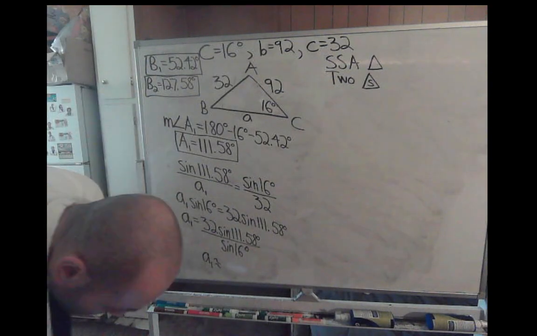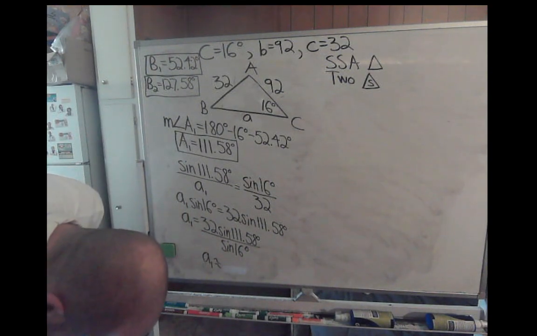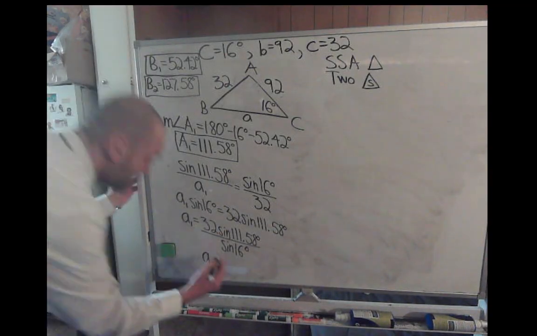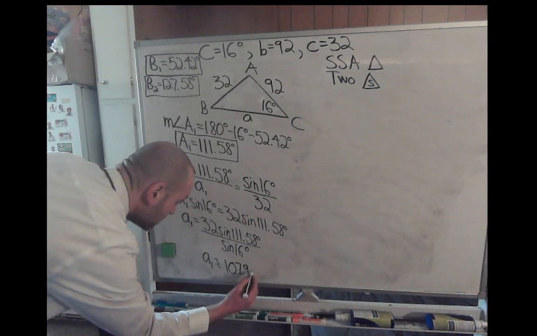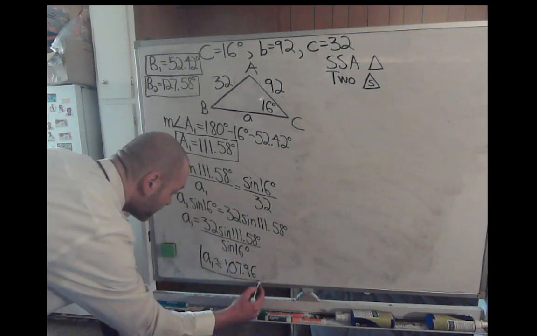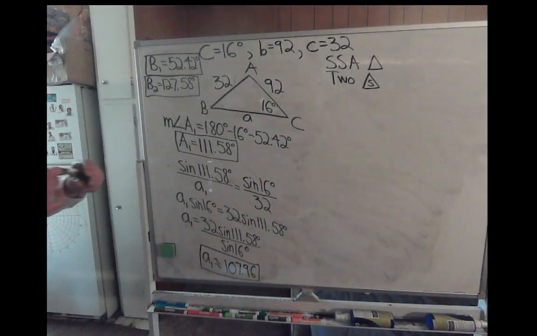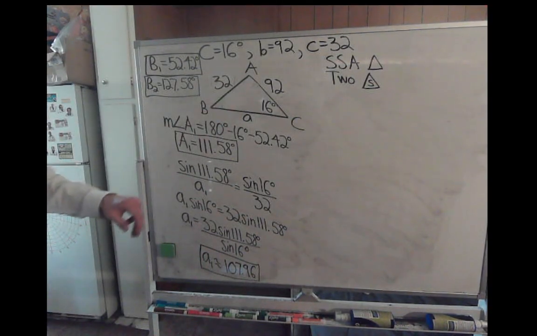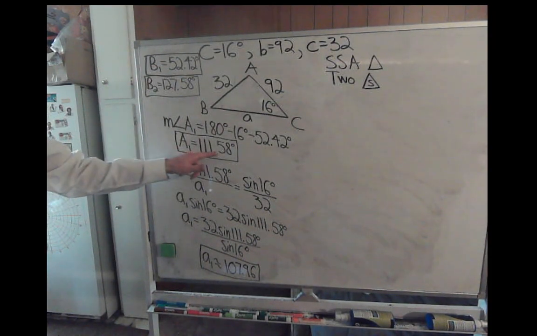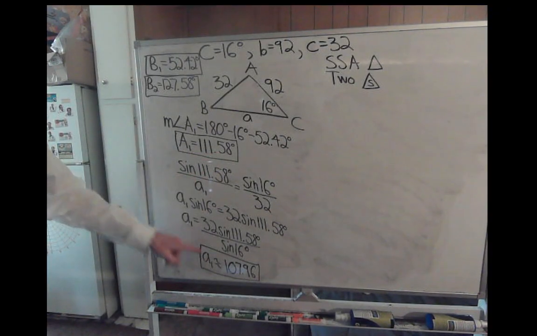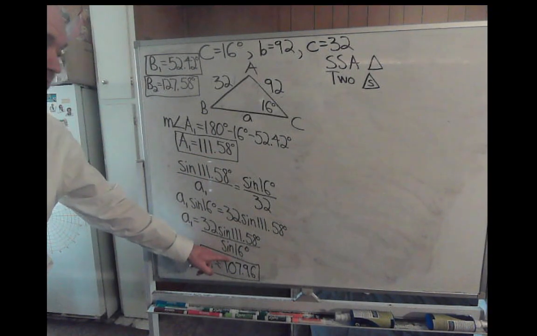That'd be about 107.96. So your first triangle would have still angle C at 16, angle B at 52.42, angle A at 111.58, and side A with a length of 107.96.